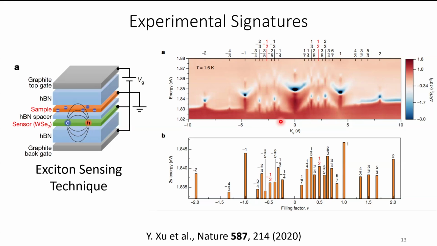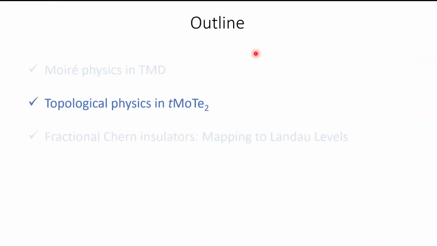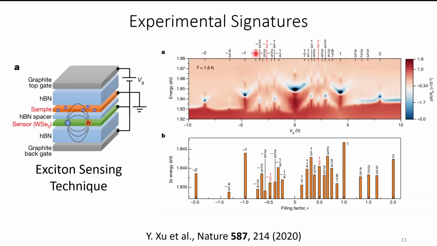They used optical measurement, a very smart technique. They do not directly probe the sample layer. They use this sensor layer, this external sensing technique. With this technique, they can map out a lot of fractional filling states. These are correlated states, but without topology. So as you can see, there are many fractional filling states. So this is the Hubbard physics in this system.